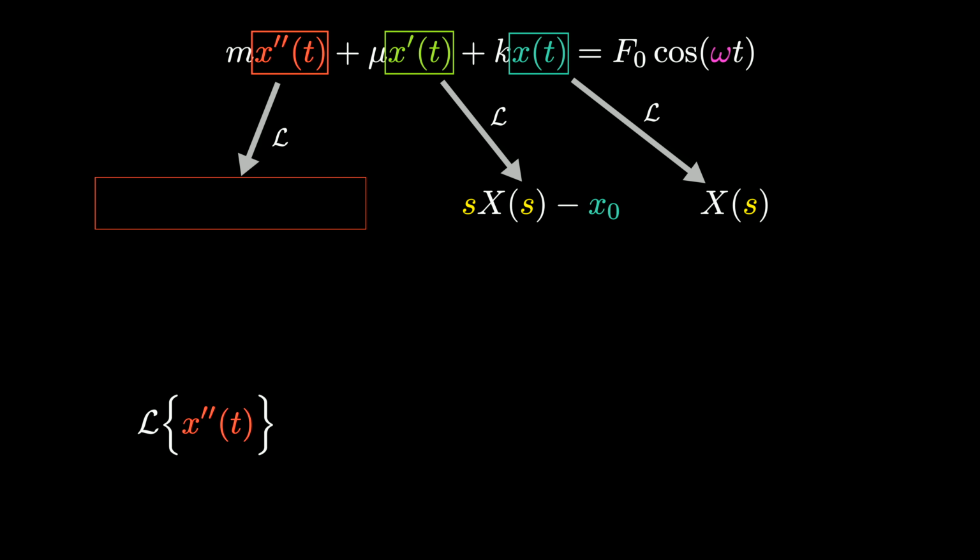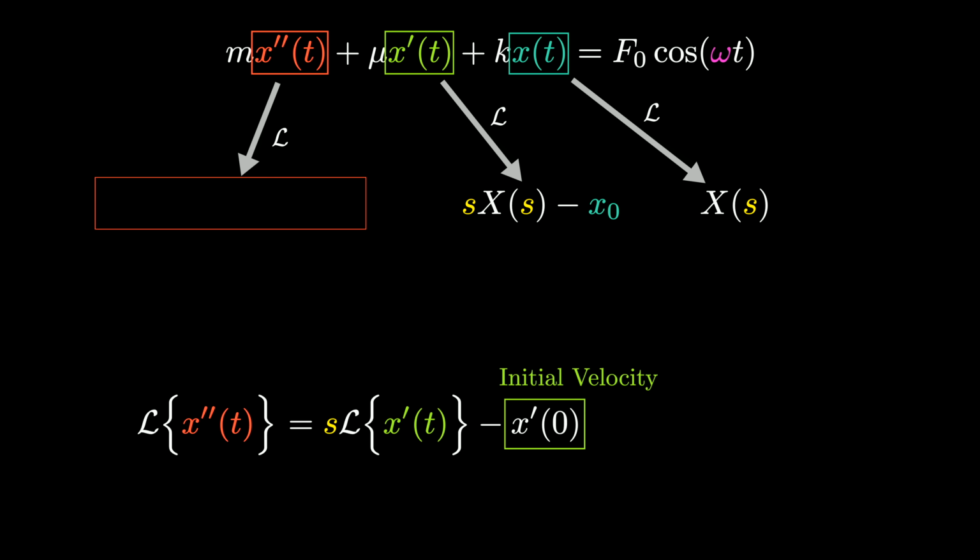Applying it once, you get that the transform of the second derivative should look like s times the transform of the first derivative, all minus x prime of 0. That term is the same as the initial velocity, so I'll write it as v naught. This is where, in the whole procedure, that part of the initial condition is kind of automatically accounted for.